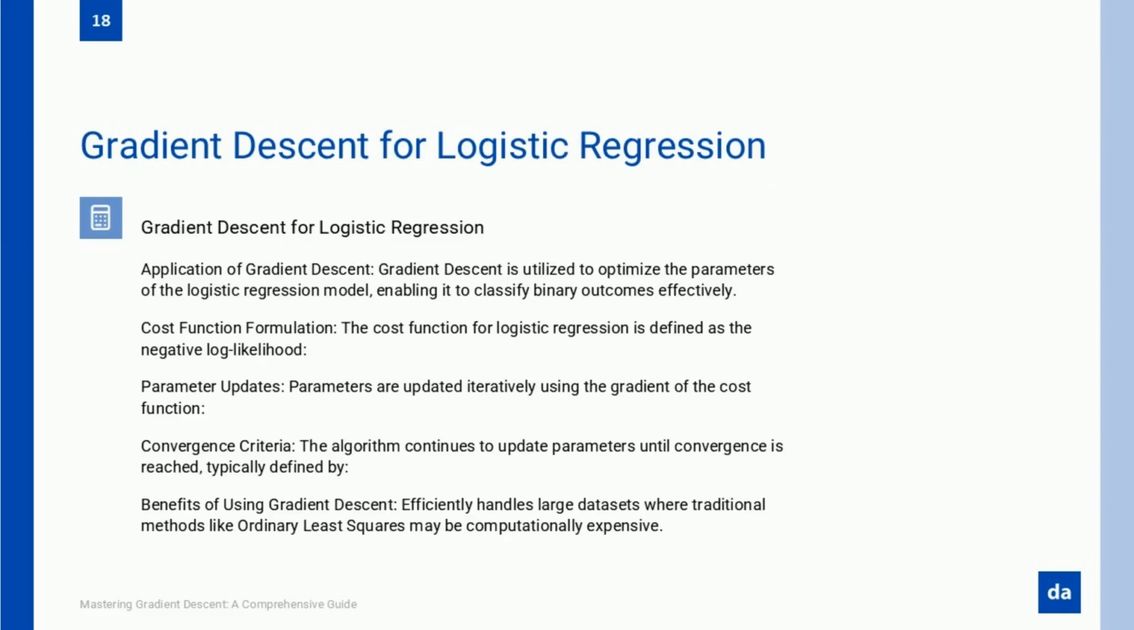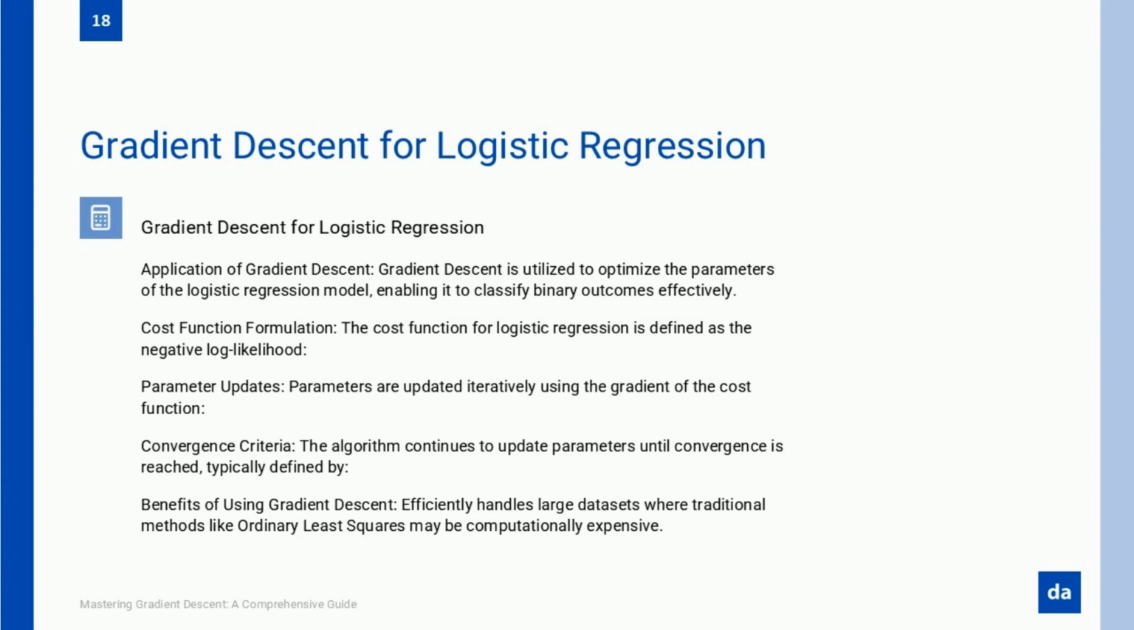Gradient descent isn't just useful for regression problems that predict continuous values, it's also essential for classification problems like determining whether an email is spam or not, predicting whether a customer will buy a product, or diagnosing diseases based on patient data. One of the most common classification models is logistic regression, and just like linear regression, it relies on gradient descent to find the best model parameters.